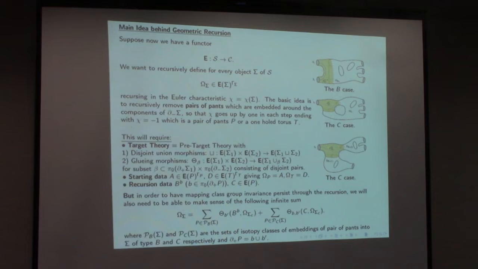Obviously the disjoint union morphism here has to be natural with respect to disjoint union diffeomorphisms. That's one thing. But I also have to have something that has to do with gluing, right? Because I'm gluing this pair of hands. If I think of it in reverse, after I have removed it, then I'm gluing this pair of hands onto the complement and get the surface I'm working with right now. So therefore, I look at any subset of the out of the first surface and the in of the second surface, and this subset is just disjoint pairs that I want to glue on.